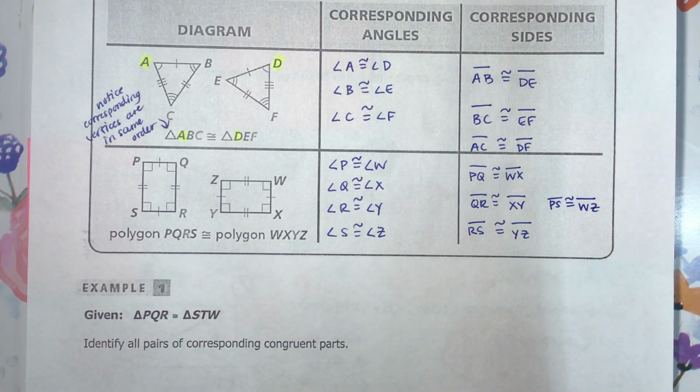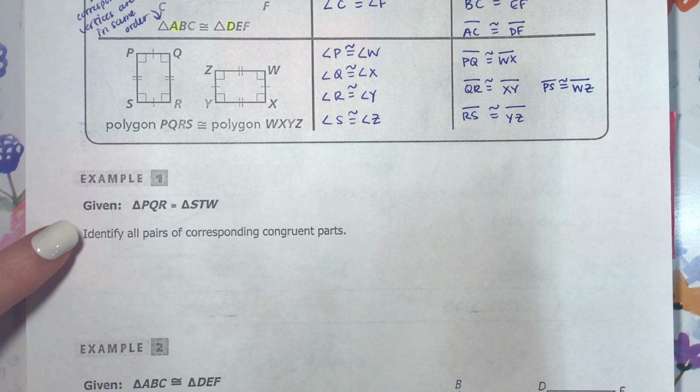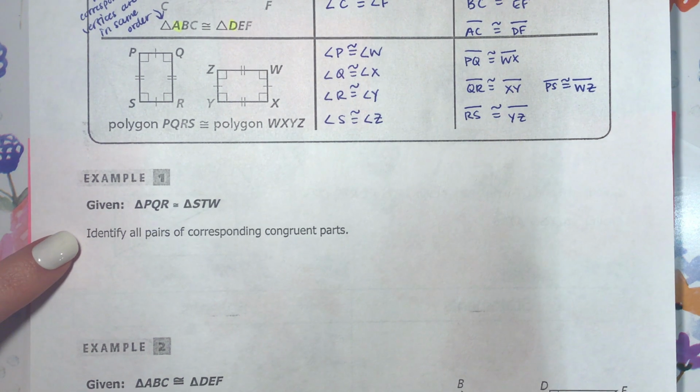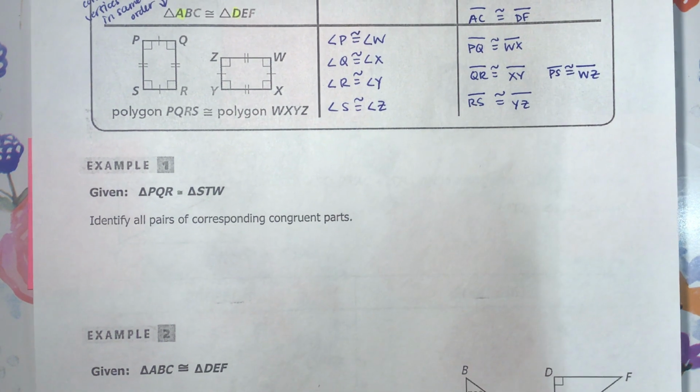All right, so just one more time. When figures are congruent, all of their corresponding angles and all of their corresponding sides are also congruent. So in this example, it says, given triangle PQR is congruent to triangle STW, identify all pairs of corresponding congruent parts. So that means list all the angles that are congruent, list all of the sides that are congruent.